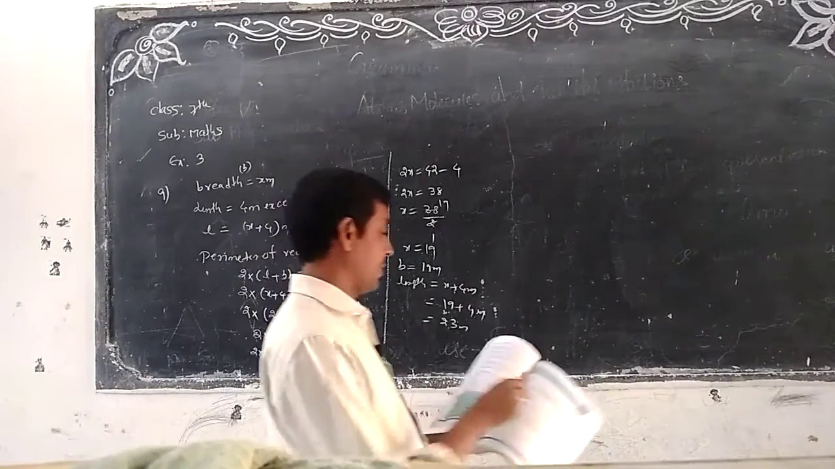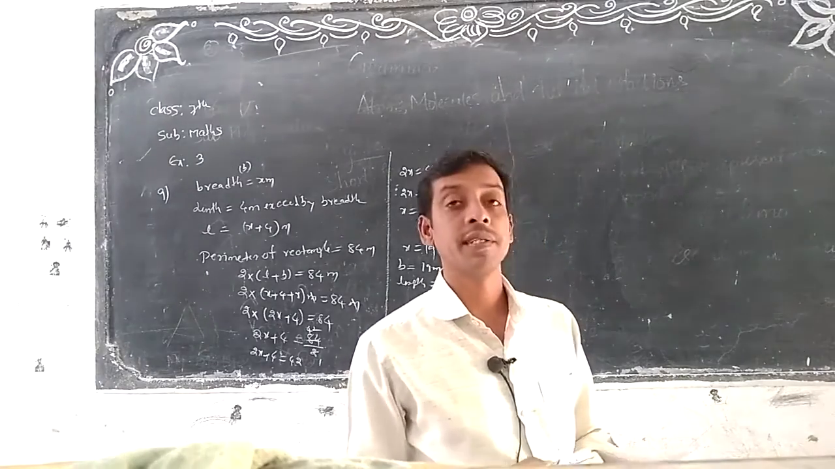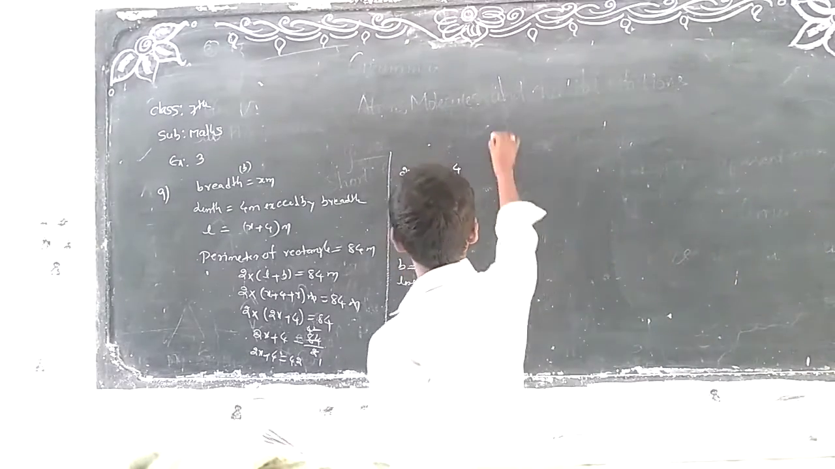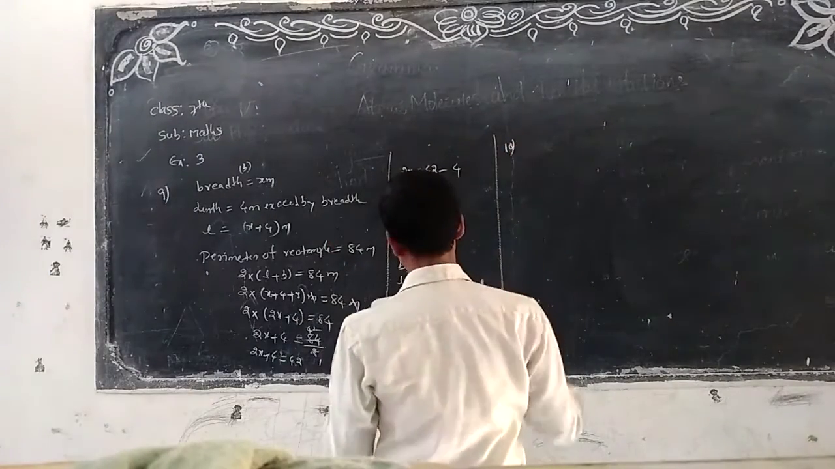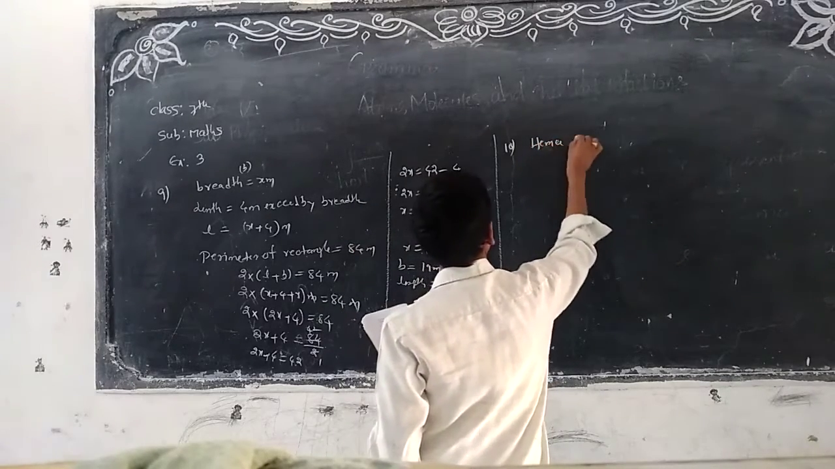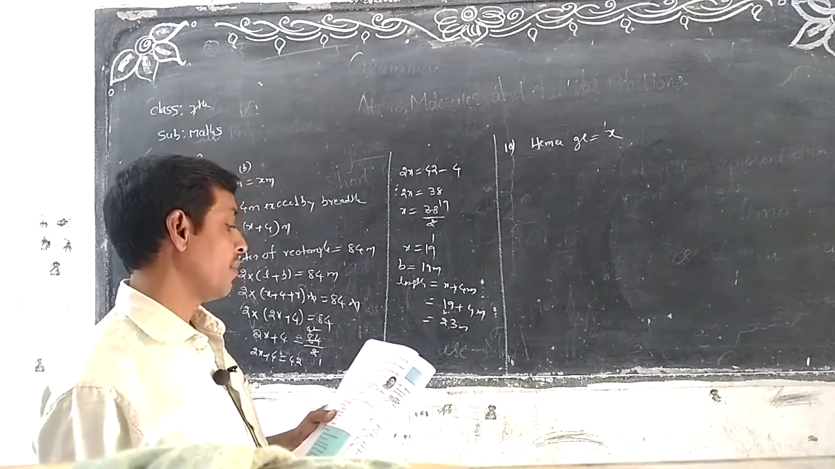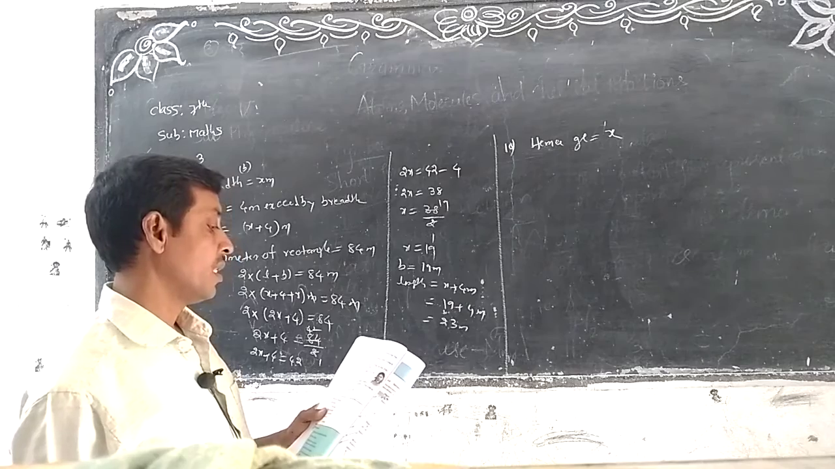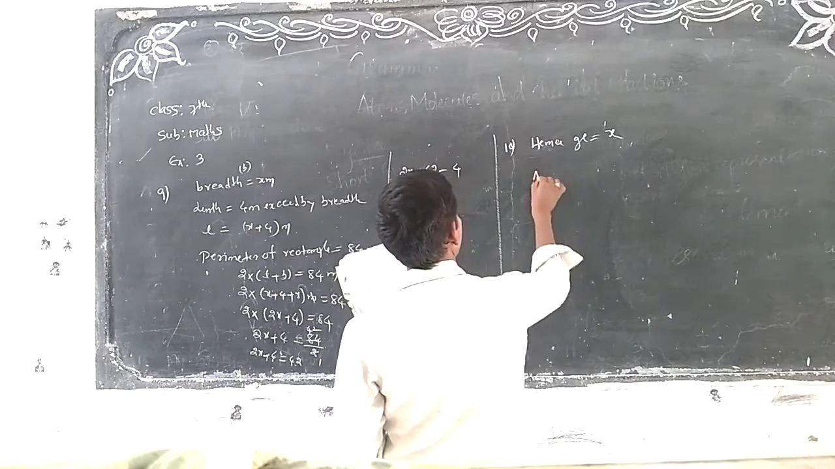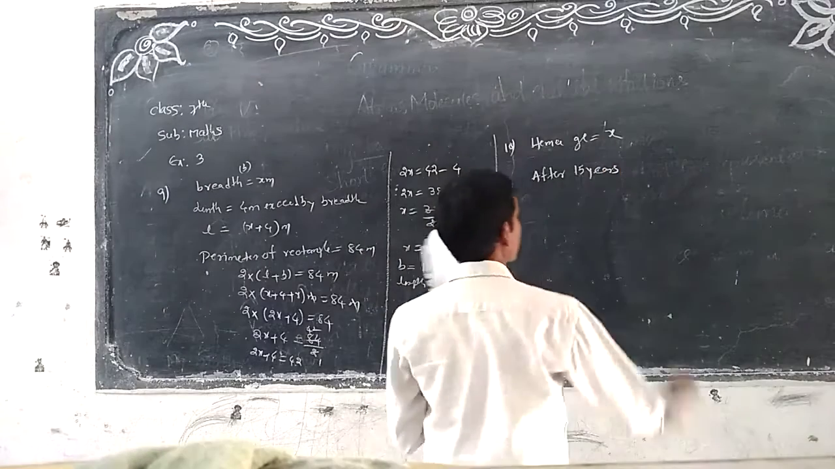Next one, 10th one. After 15 years, Hema's age will be 4 times her present age. Find the present age. First, Hema's age is equal to x. After 15 years, Hema's age will be 4 times her present age. After 15 years, how much?